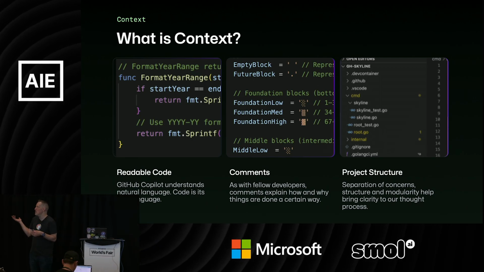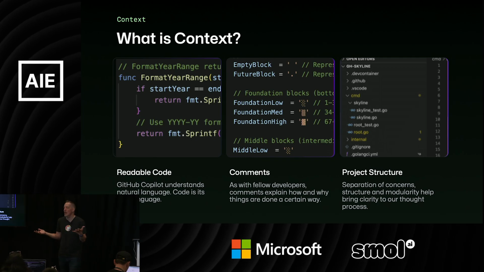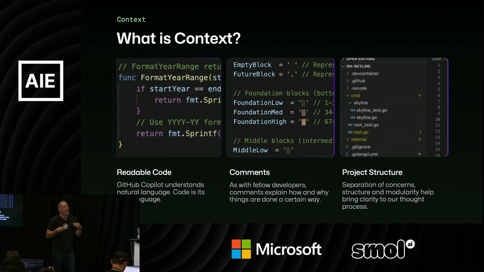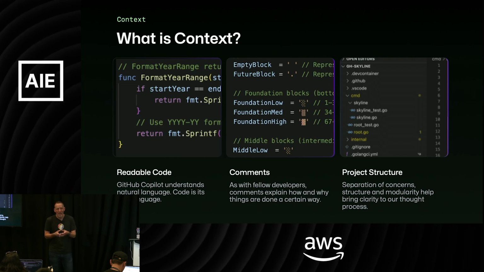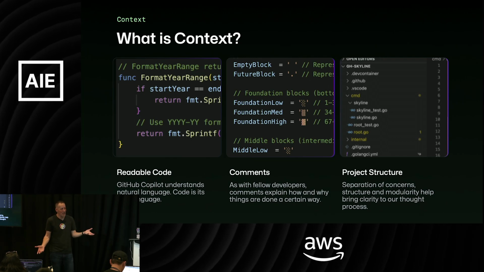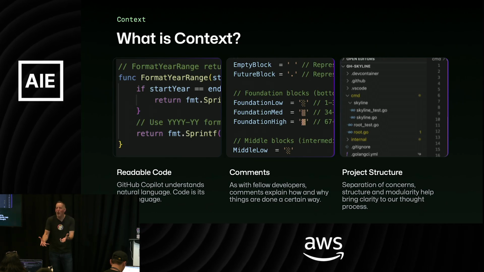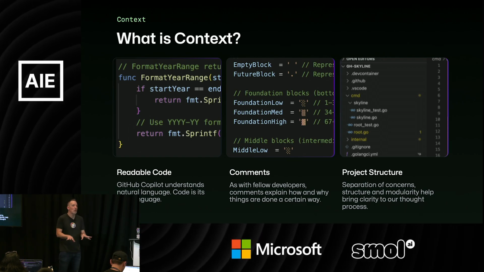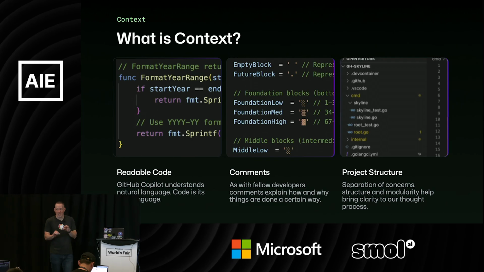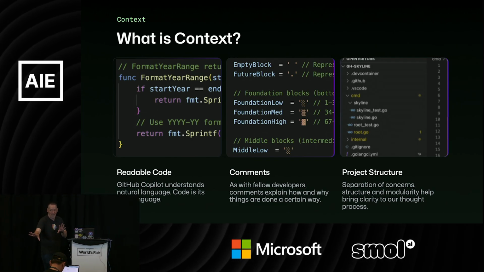And then finally, last but not least, is your project structure. Having a good, navigable project structure is also going to help Copilot. Now, the real takeaway that I want you to get out of all of this is just good code 101. Having good code is really going to help out an awful lot with context. I'm going to come back to questions a little bit later.